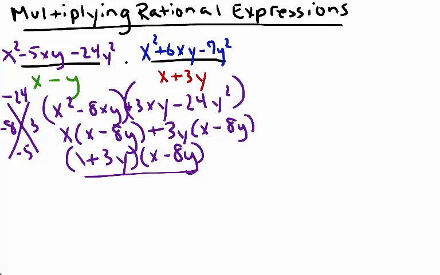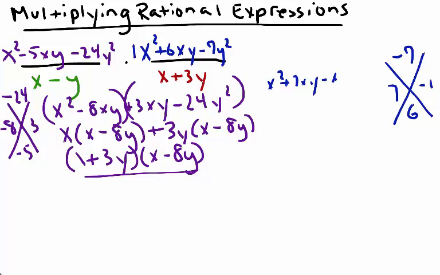Now let's look at our next polynomial, x squared plus 6xy minus 7y squared. That can also be factored using the AC method, where a is 1, c is negative 7, and b is 6. Factors of negative 7 that add up to 6 are 7 and negative 1. So I'll rewrite my polynomial, x squared plus 7xy minus xy minus 7y squared. And I'll factor by grouping, first two and last two.